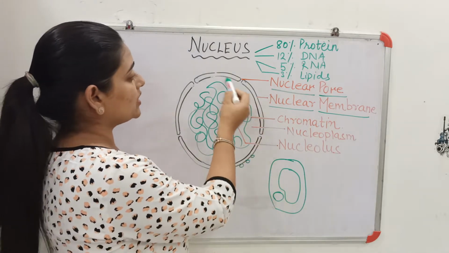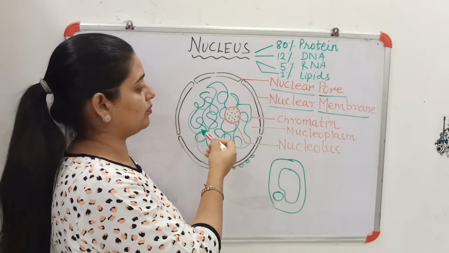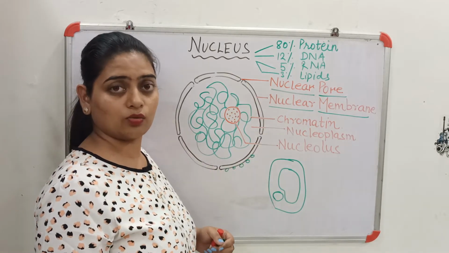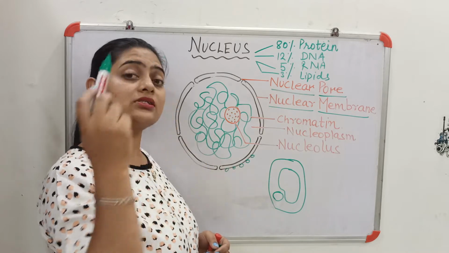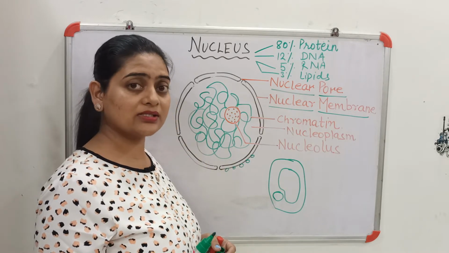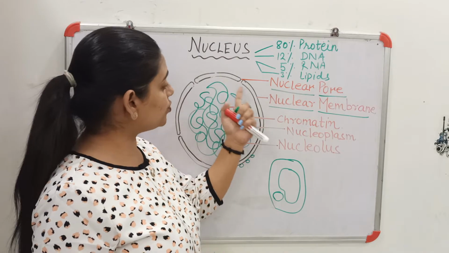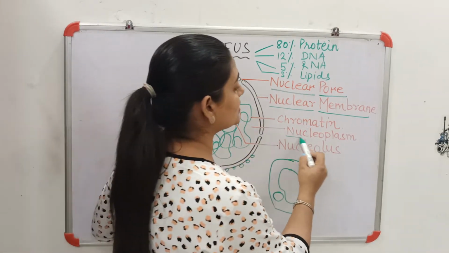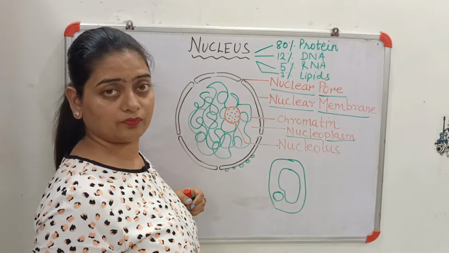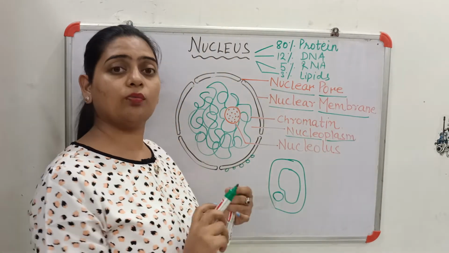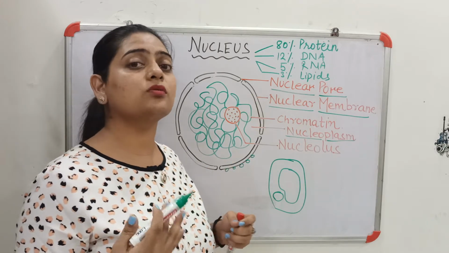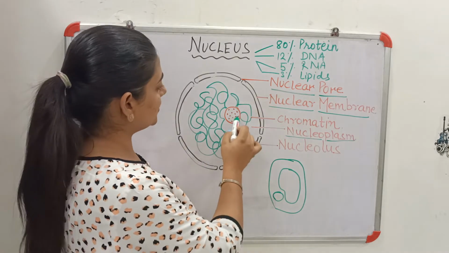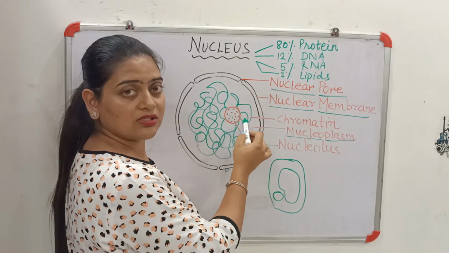Now let's come inside the nuclear membrane. There is sap, there is fluid filled inside the nucleus. As you know, the fluid that is present inside the cell, we call it cytoplasm. In the same way, the fluid, the sap which is filled inside the nucleus is known as nucleoplasm. Okay, and nucleoplasm and cytoplasm all together we call protoplasm. That you all know.